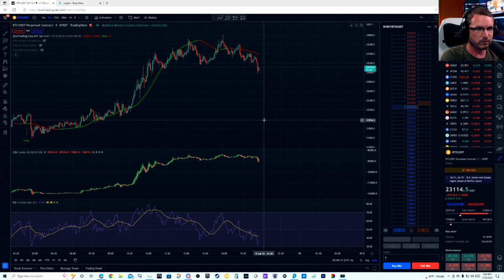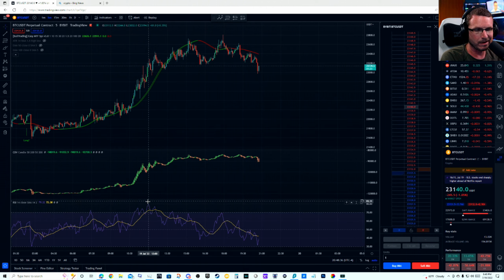This is fairly straightforward. The RSI, okay, when the RSI is way up here at the top, that means that the stock, whatever it is, in this case, Bitcoin, is overbought. That means it's likely to reverse.